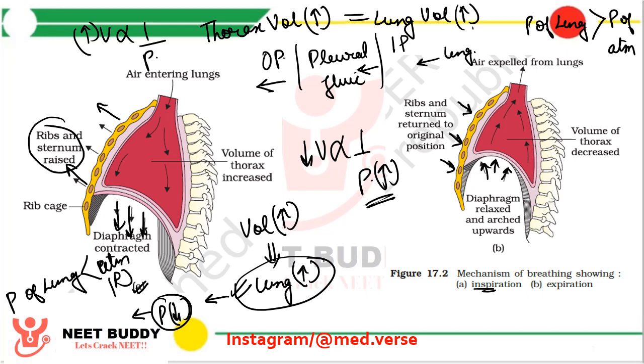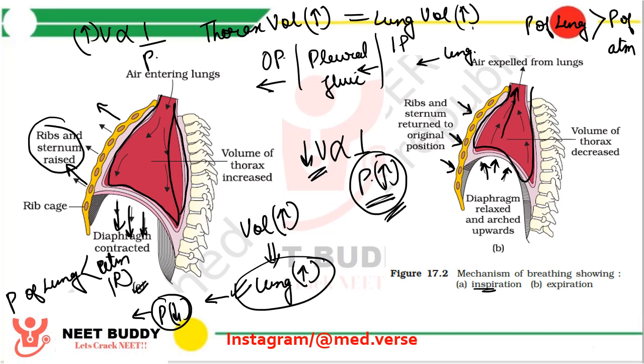And you can see, even in the diagram, the volume in the B diagram of NCERT is less compared to the volume in the A diagram. As soon as the volume decreases, the pressure will increase, and as soon as the pressure increases, the air will be pushed out of the lungs. Air will be expelled out from the lungs.